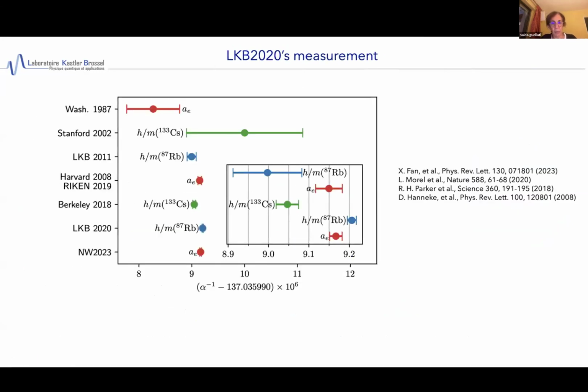But there is a big problem. As you see in this diagram, I show all the determinations of the fine structure constant, both from h over m and g minus 2 measurements. Here is a zoom. This is the new value from Gabrielse's group. And we see that there is a big discrepancy between the Paris and Berkeley measurements. This discrepancy should be resolved as soon as possible. So in the last 2 years, we spent a lot of time trying to improve and to understand the origin of this discrepancy.